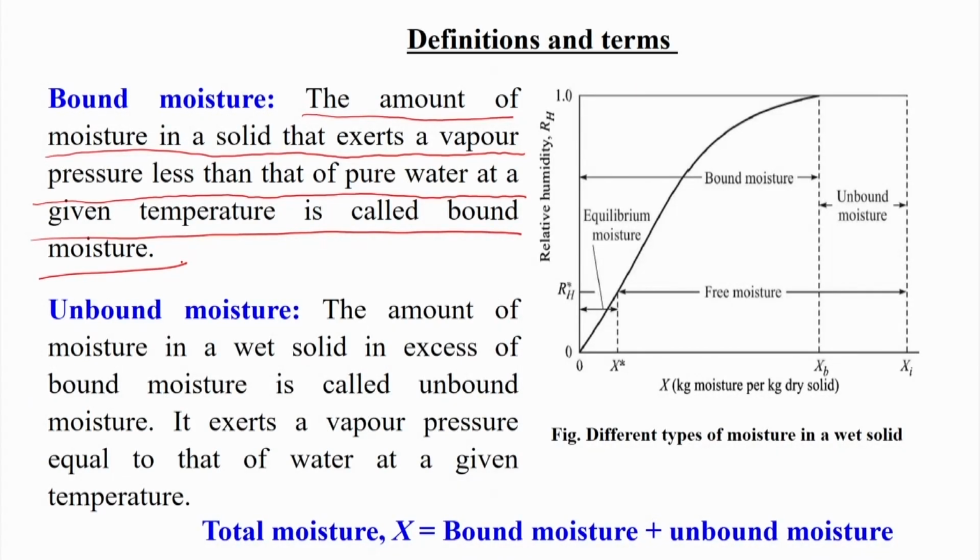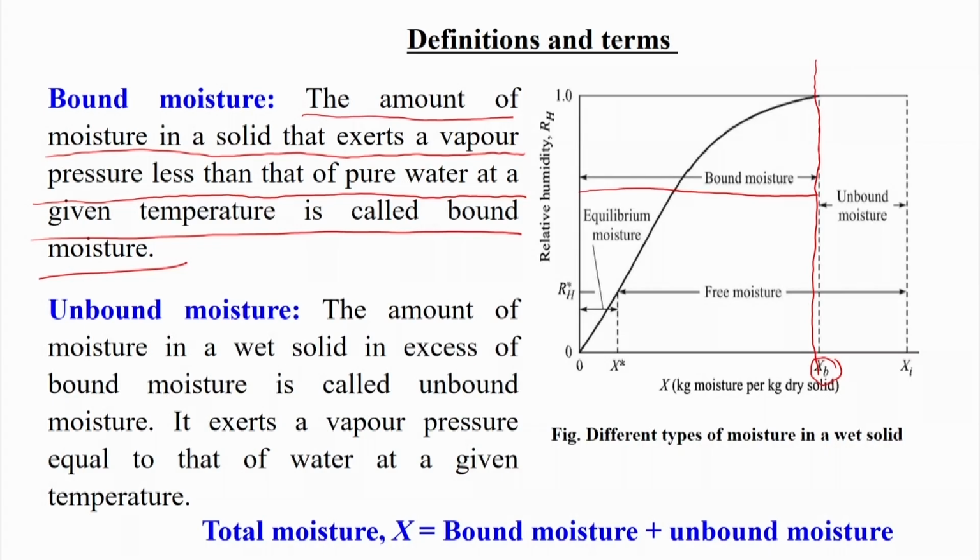If we look at the relative humidity versus moisture content plot, this amount of moisture, suppose this X b, is the bound moisture. This is the amount of moisture present inside the wet solid that exerts a vapor pressure less than that of the pure water at that particular temperature and pressure.